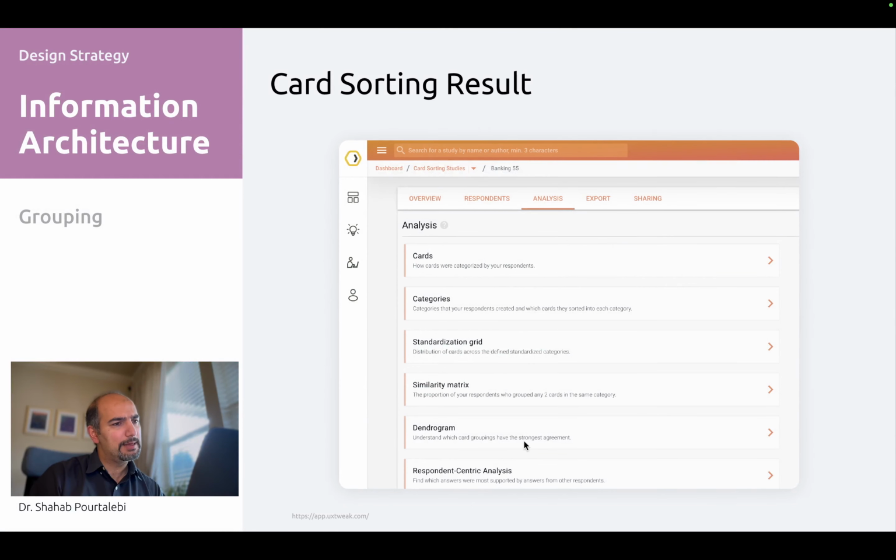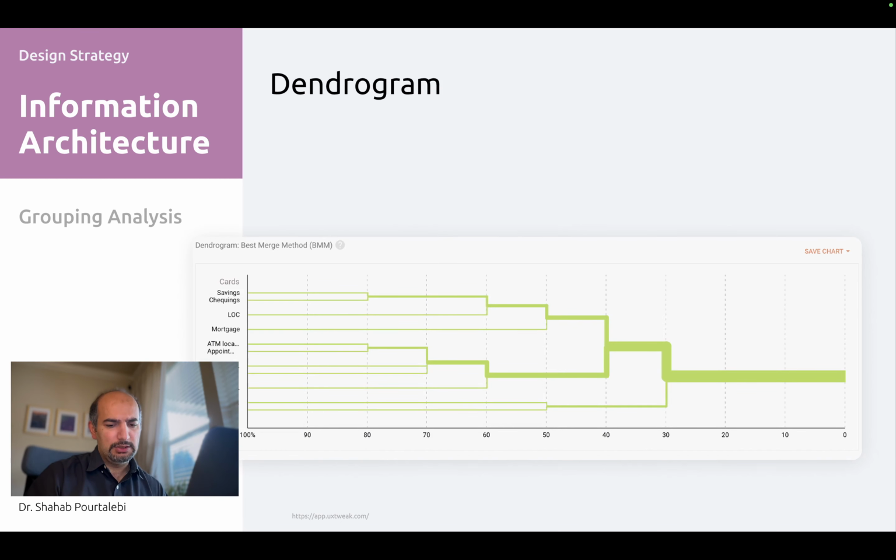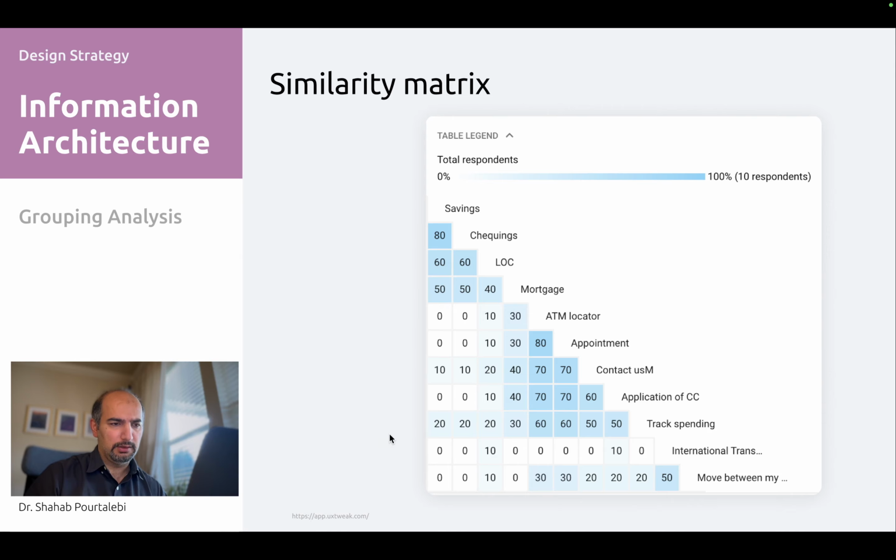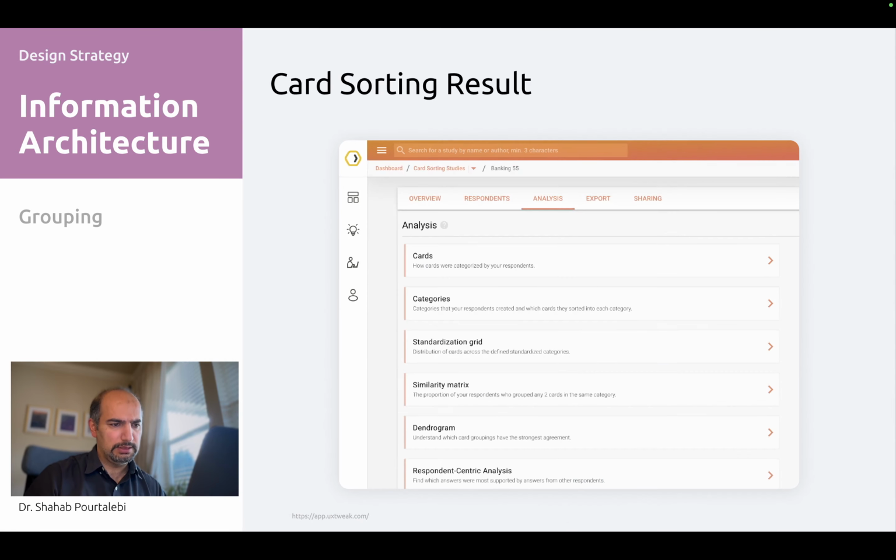Our example was this UX-Trick, that was the tool we've chosen, but we can choose any other online tools to do card sorting, and they are pretty much more or less the same. But all of them have something like this analysis tab that you can see here, and there are some tools that you could do analysis based on. So here I'm gonna show you a couple of them: Standardization Grid, Similarity Metrics, Dendrogram.